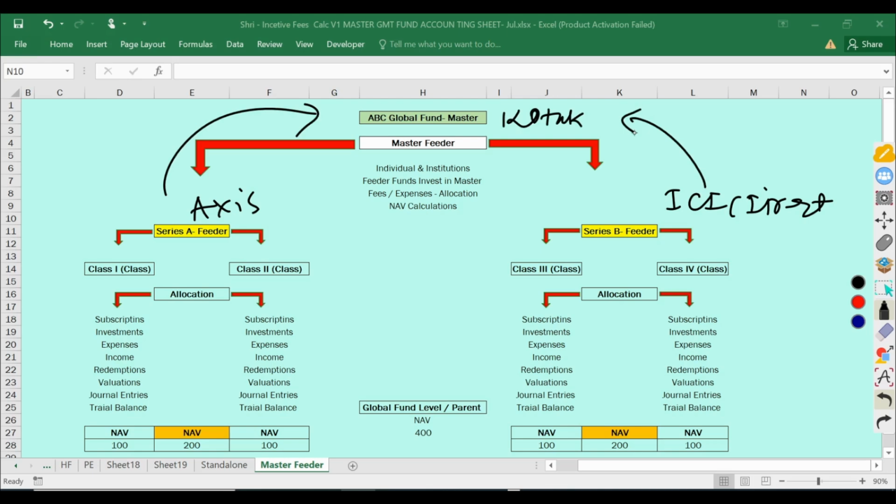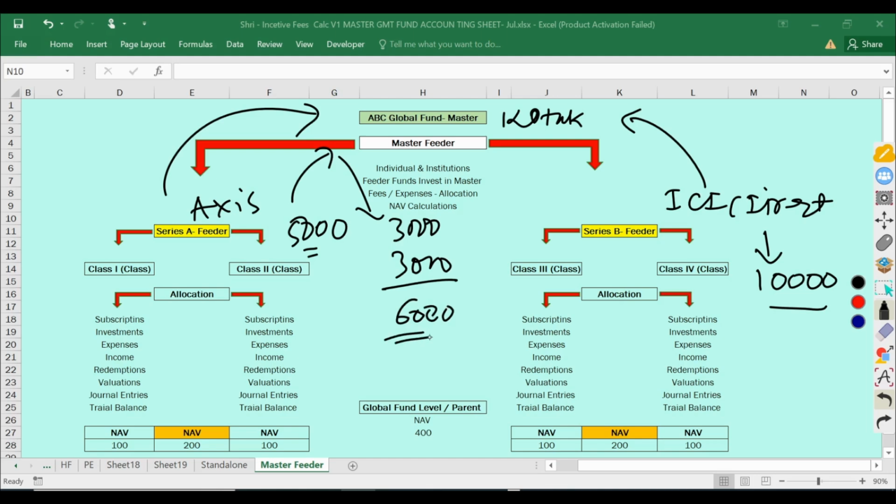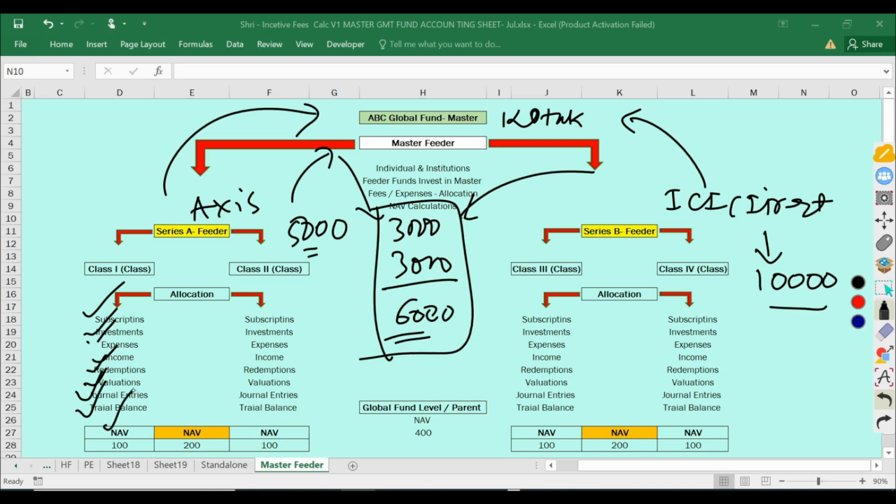Kotak Master Fund is like a fund of funds, but it's not actually a fund of funds. Let's say the ICICI feeder has 10,000 and this Axis feeder has 5,000, and both can contribute an amount. Let's say the Axis feeder contributed 3,000 and the ICICI Direct feeder contributed 3,000. So basically 6,000 is the amount you would see under your master for accounting purposes. This is how we allocate subscriptions or investments, expenses, income, redemptions, valuations, journal entries, trial balance, and NAV. The class NAVs total will tie with your feeder NAV, and the total of the feeders' NAV will tie with your master NAV.